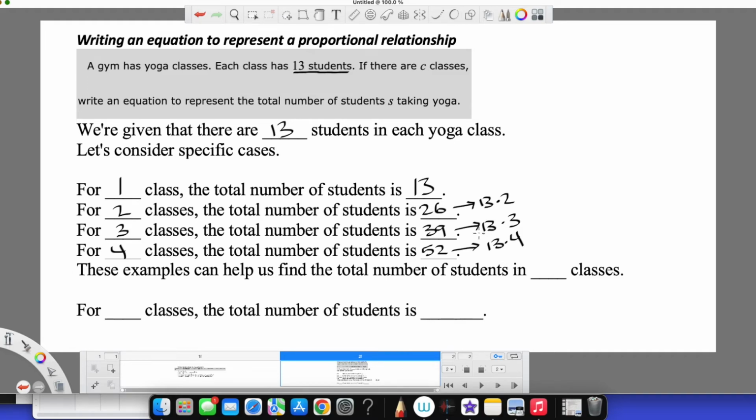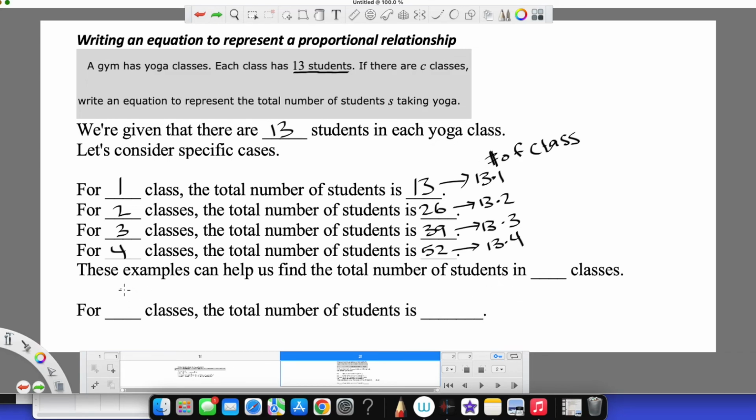So this is just showing us a pattern. And I'm putting this off to the side because this is actually the pattern we want to pay attention to. This was 13 times 1, which is just 13, right? If we notice, the 13 is always there, so we can see that part of the pattern. What's changing is the number of classes. When I said 1 class, I multiplied by 1. When I said 2 classes, I multiplied by 2. 3, I multiplied by 3. So what's varying, the variable, is our number of classes. That's what's changing. The constant here that's not changing is the number of students in each class. It's always going to be 13.